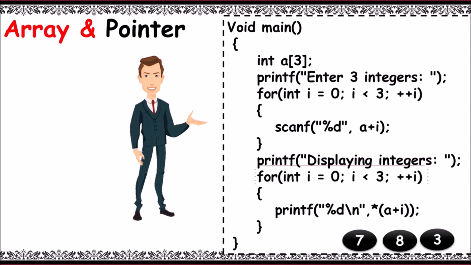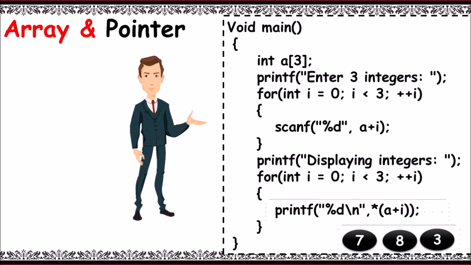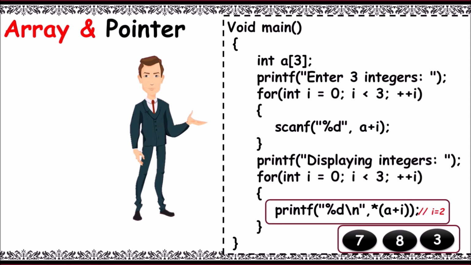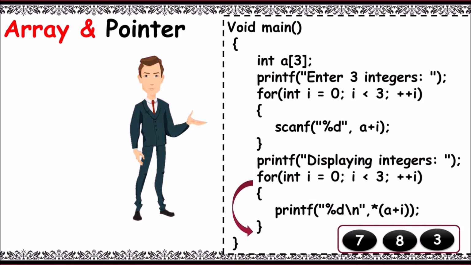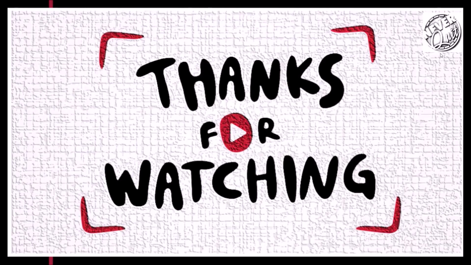We use a for loop. It starts with int i equal to 0, as *(a+0) is the pointer of the a plus 0 location. It prints 7, as 7 is in the a plus 0 location. Next i is equal to 1, that is *(a+i), it prints 8. Next i is equal to 2, that is *(a+2), it prints 3. Next i is equal to 3, it comes out of the loop and we can see 7, 8, 3 printed with arrays and pointers.